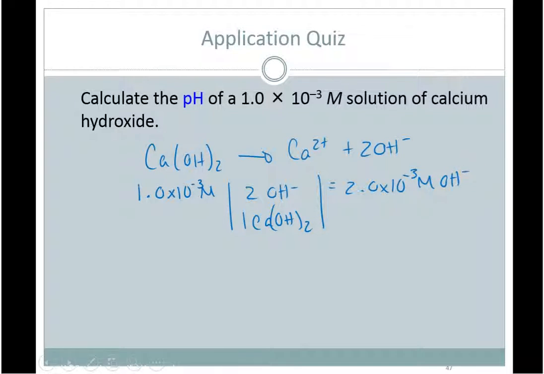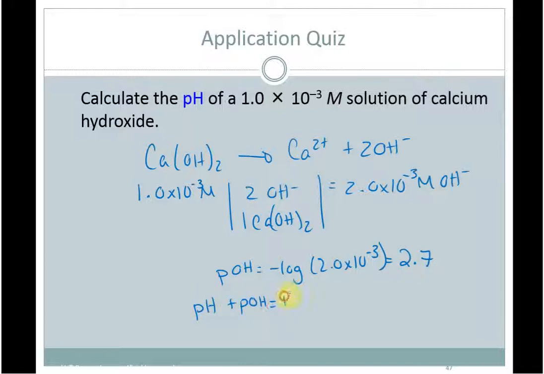Now, because of this fact, when you go to calculate the pOH, you need to factor in that 2-to-1 ratio. And so to find our pOH, it's going to be the negative log of 2.0 times 10 to the negative 3. Which should give you something like 2.7. pH plus pOH is equal to 14. So 14 minus 2.7 gives you a pH of 11.3.